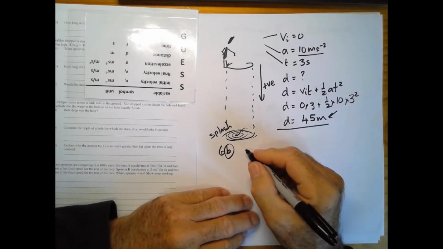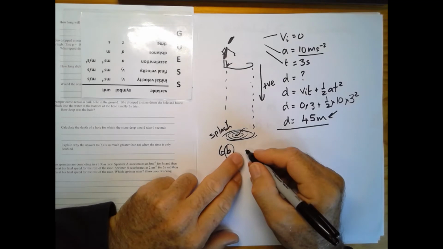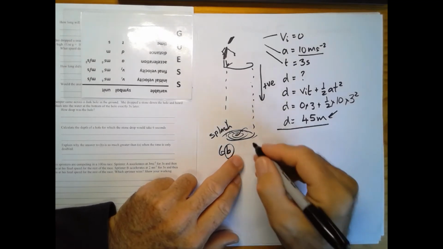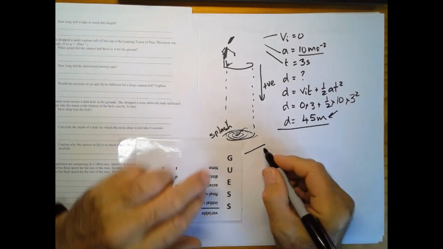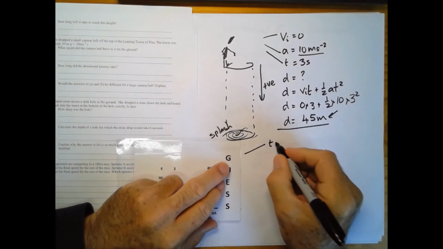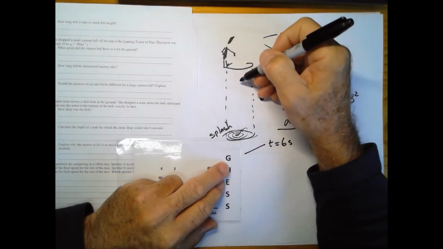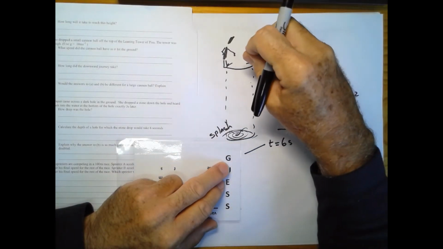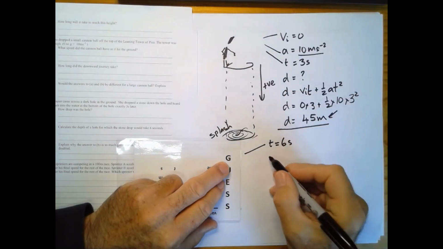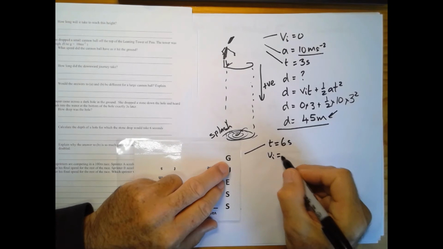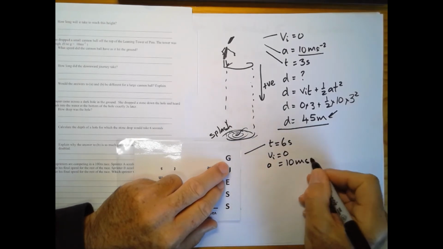6b. Calculate the depth of a hole for which the stone drop would take 6 seconds. So now we've got our GUESS again. We're told the time is going to be 6 seconds. Again, our tramper drops it, so just as it's dropped, the initial velocity is 0, so initial velocity v i is equal to 0. The acceleration 10 meters per second squared.